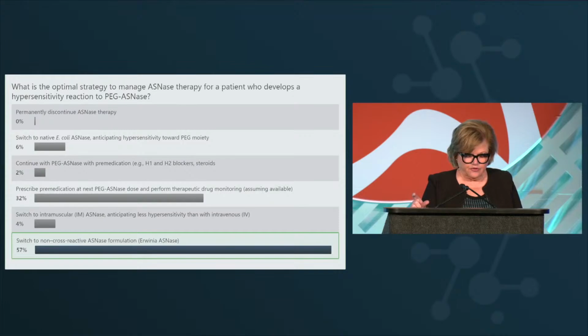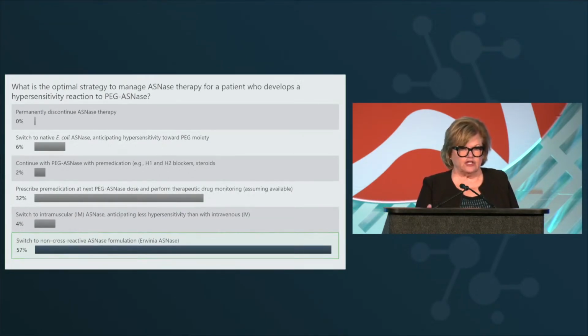So 57% said switch to non-cross-reactive asparaginase formula, the new Erwinia that now is available, and that would be the most feasible switch if you are not able to do therapeutic monitoring, if you know that your patient has not had silent inactivation. But for any patient with silent inactivation, or a patient that has significant hypersensitivity, and you are unsure of their therapeutic monitoring serum asparaginase level, you would switch to the Erwinia asparaginase.